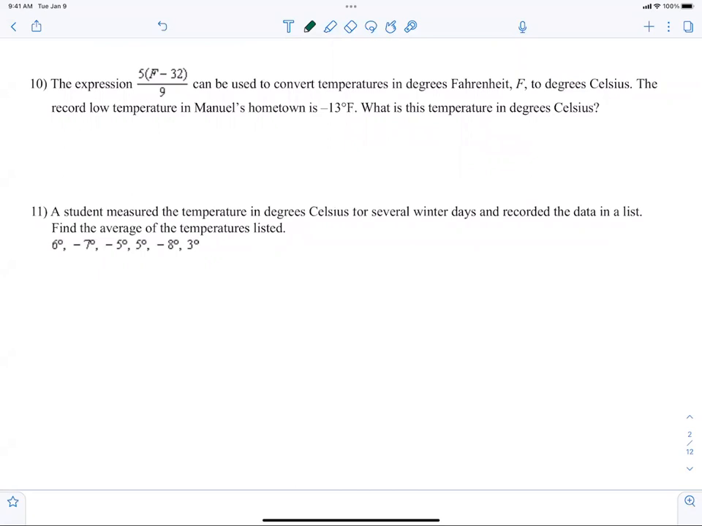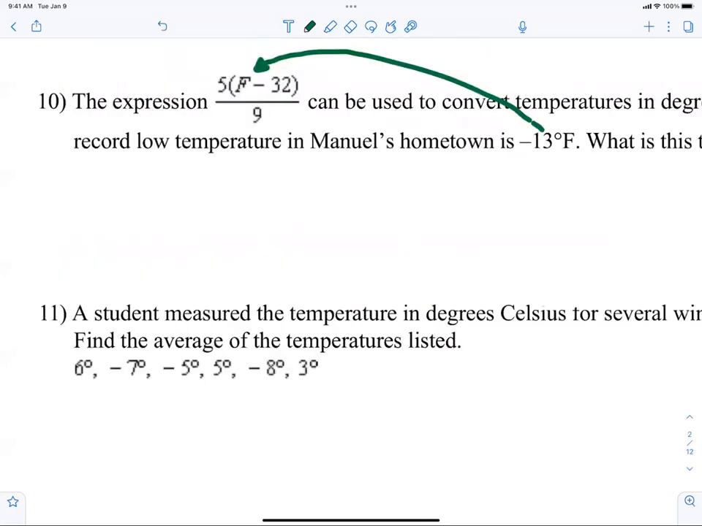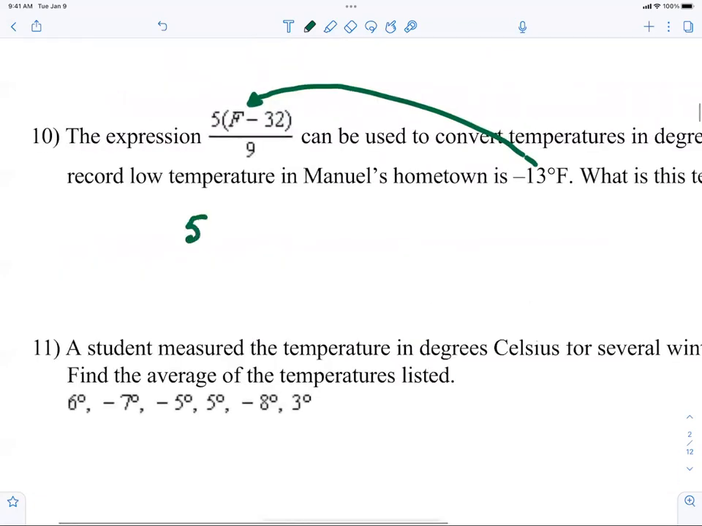So what do I do with the negative 13? Do you know? Look what I did. You're supposed to put negative 13 degrees Fahrenheit in for F. You with me on that? So now let's write this down as 5 parentheses.